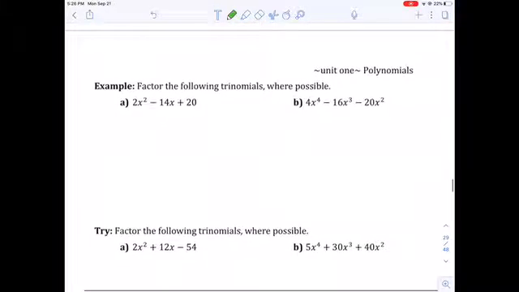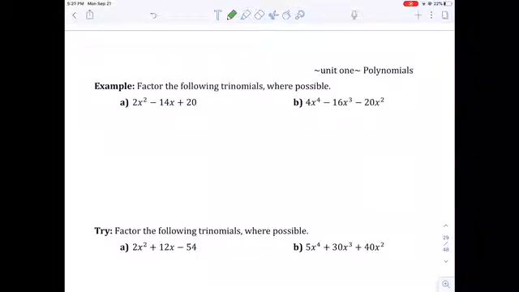Let's turn the page. Let's go to the next page. It says factor the following trinomials where possible. So the first thing I want to do in this lesson, and really anytime I'm ever factoring, if you can remember this, then you are going to be the golden, most amazing factorer. We always want to try and take out a greatest common factor first.